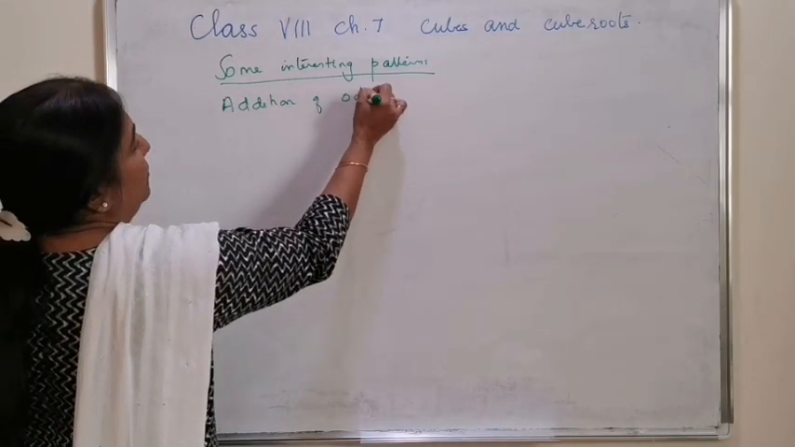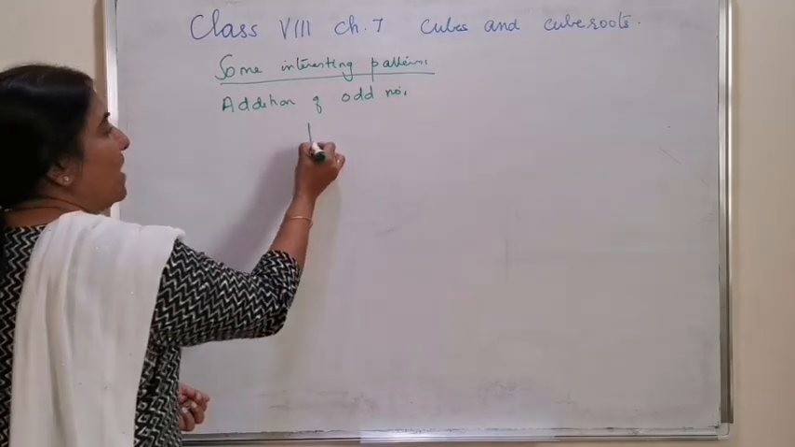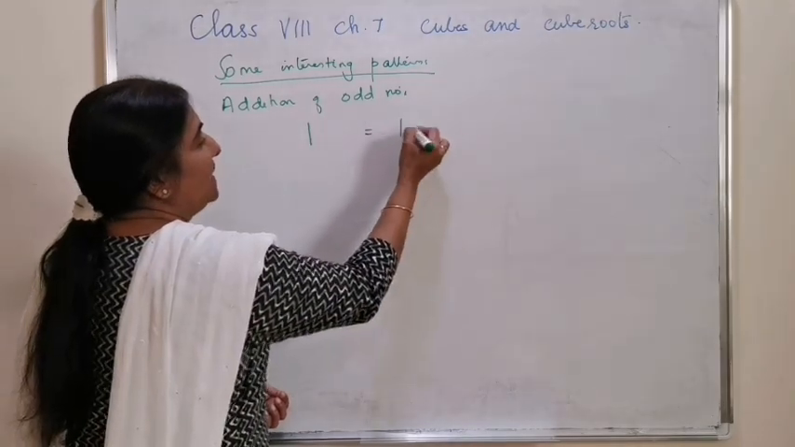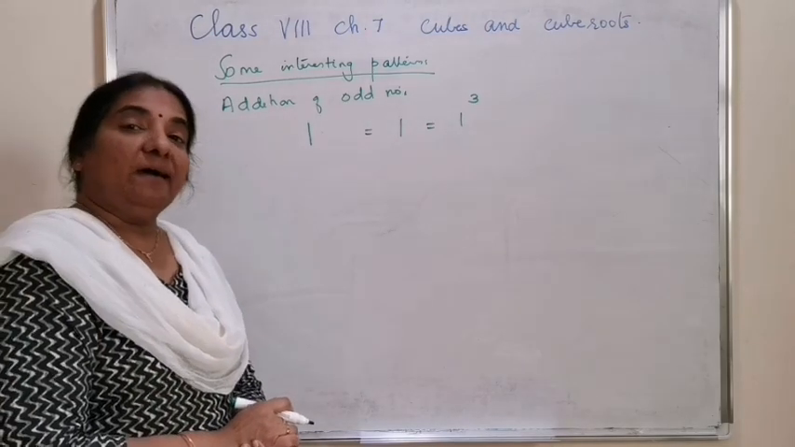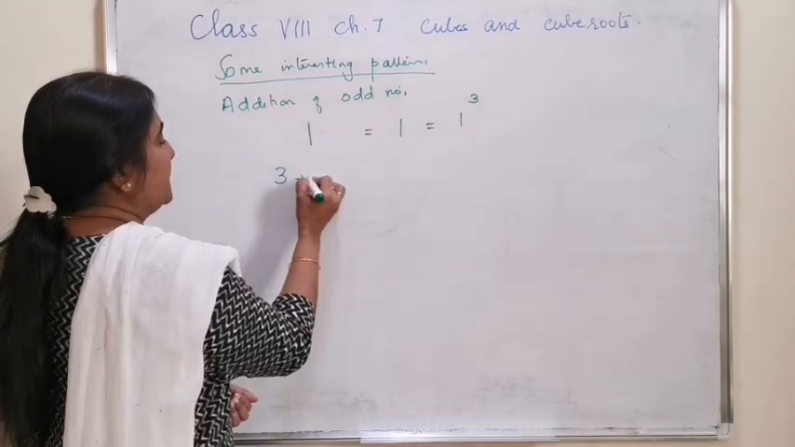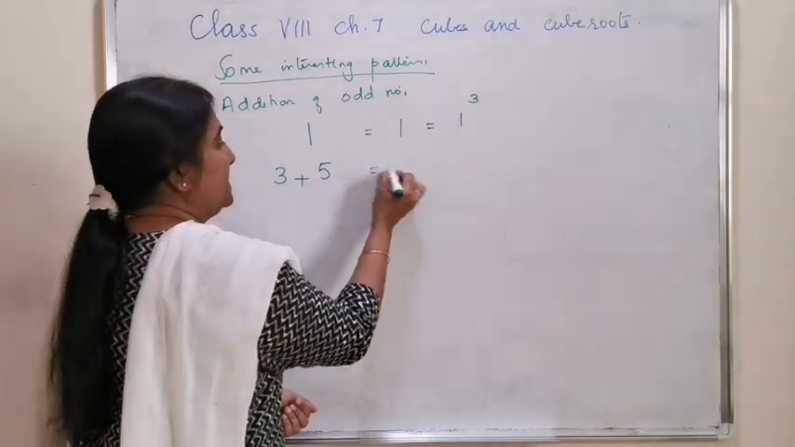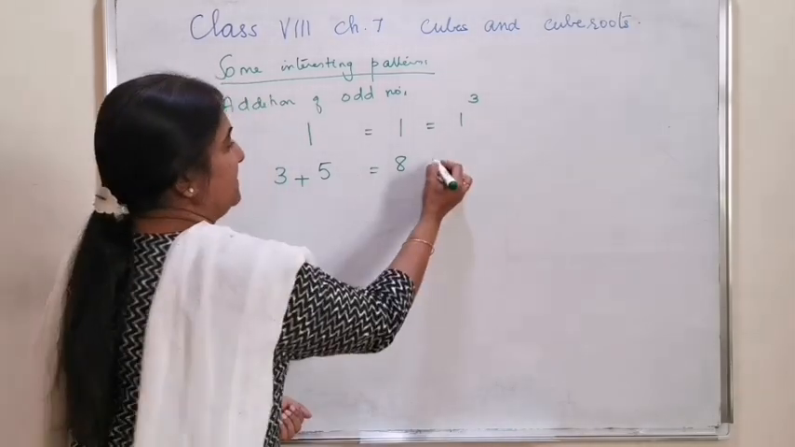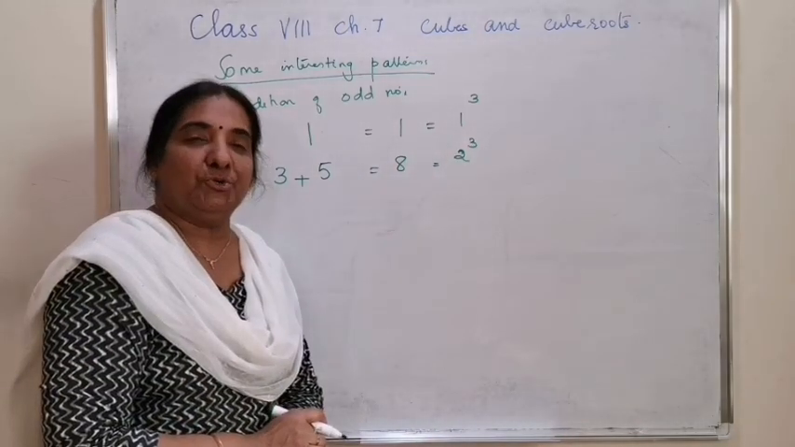Addition of odd numbers. The first odd number is 1. 1 can also be written as 1 cubed. What are the next 2 odd numbers? It is 3 plus 5. What is the sum of 3 and 5? It is 8. Is 8 a cube number? Yes. 8 can be written as 2 into 2 into 2, or it is 2 cubed.